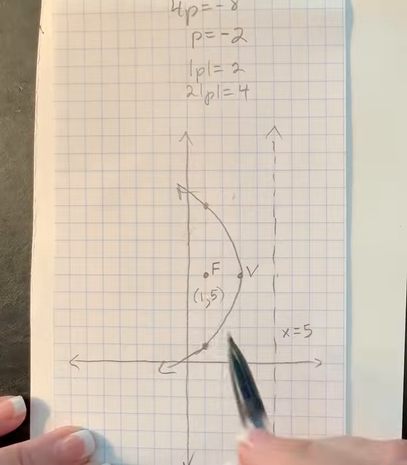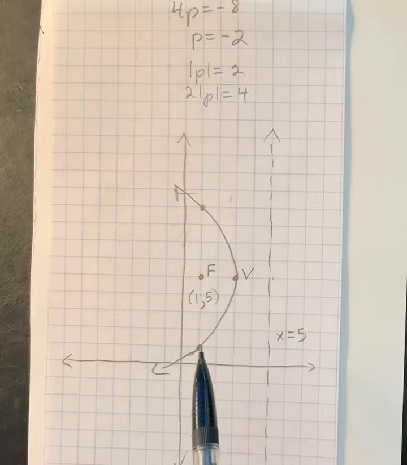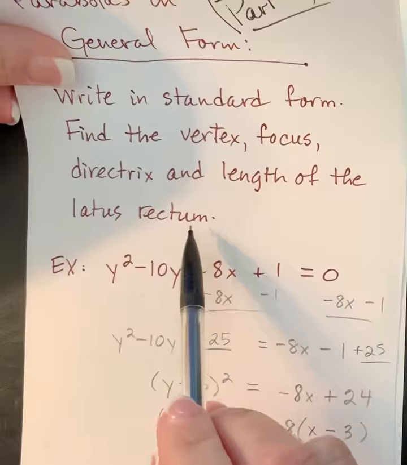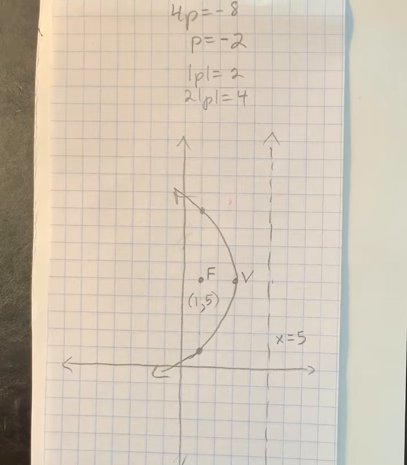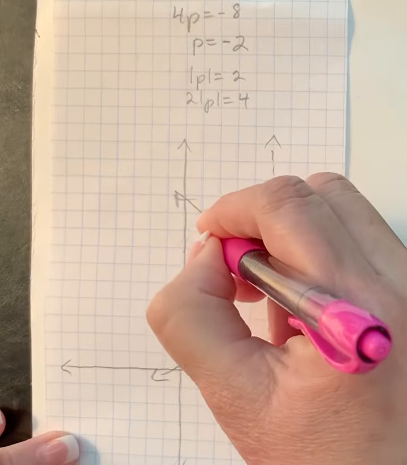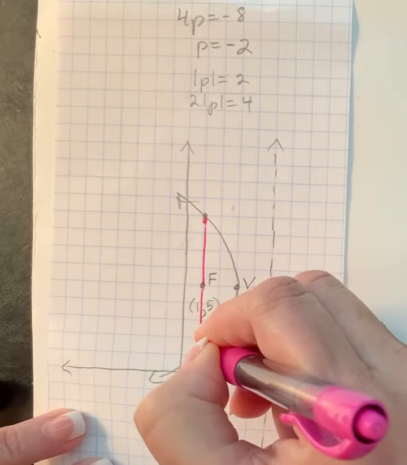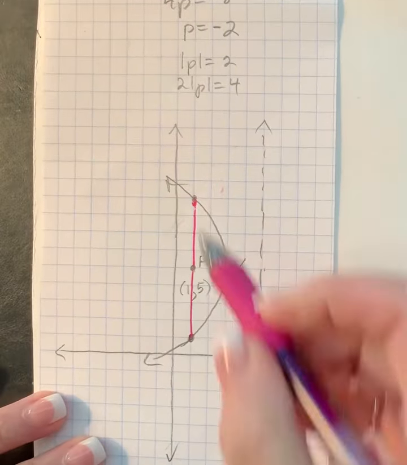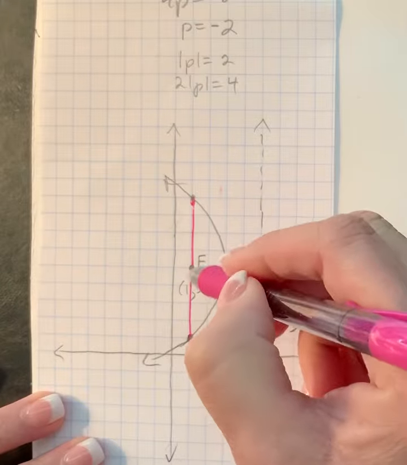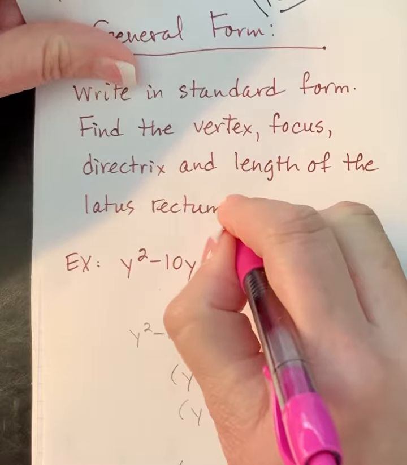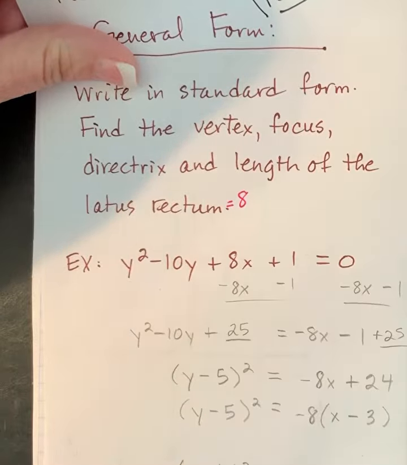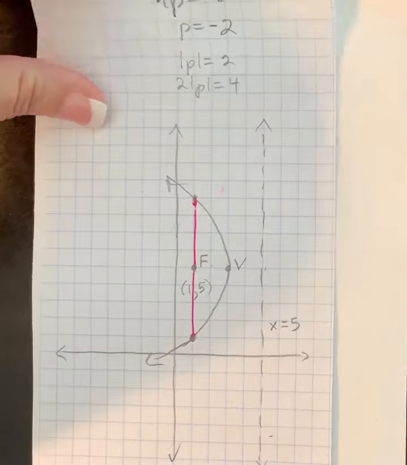Okay, all right, so we got everything except specifically the length of the latus rectum. So that would be this segment here. It goes through the focus, it's parallel to the directrix. So remember, this part's 4, that part's 4. So the length of the latus rectum then is equal to 8. Okay. Now, we'll look at one other one. We won't graph the whole thing. We'll just practice writing it in standard form.